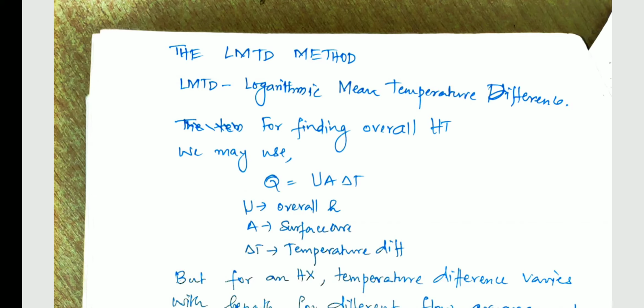Hello friends, today we are going to study a topic in module 4, the LMTD method. In the last class we were introduced to what heat exchangers are, what the overall heat transfer coefficient is, etc. And we had discussed that there are two heat exchanger analyses: one is the LMTD method and the other is the effectiveness-NTU method. So today we are going to start the LMTD analysis.